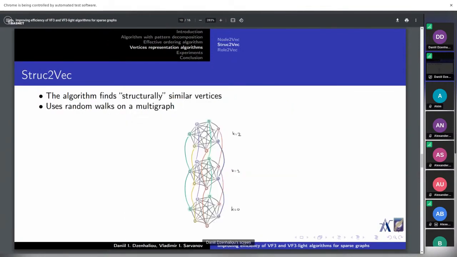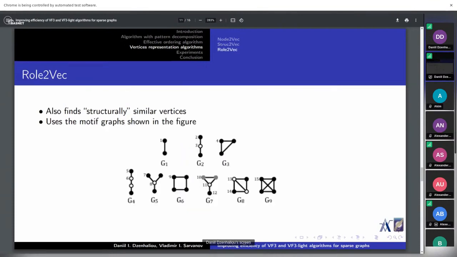Struc2vec uses a similar idea. Then we once again have random walks on a multigraph. The multigraph is achieved by copying the original graph, and then the probability of transition is determined in such a way that vertices that are structurally similar, that have degrees of neighboring vertices similar, have higher transition probability. And the final algorithm that was used in this research is role2vec. It also makes vertex representation in such a way that structurally similar vertices have representations with scalar products close to one, but it uses random walks with attributes, placed as a number of motif graph occurrences in the neighboring set of each vertex.